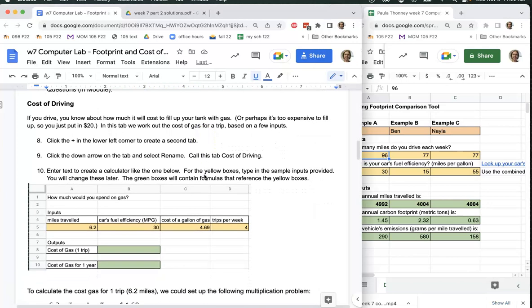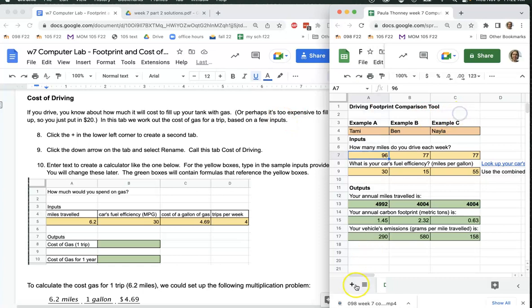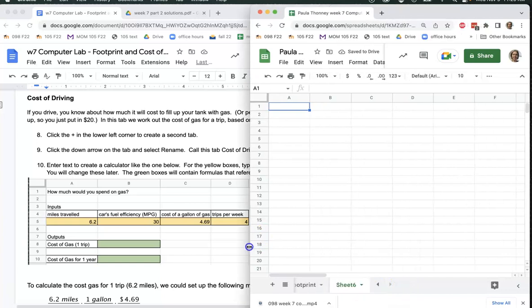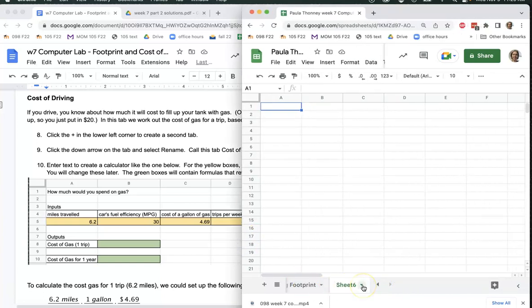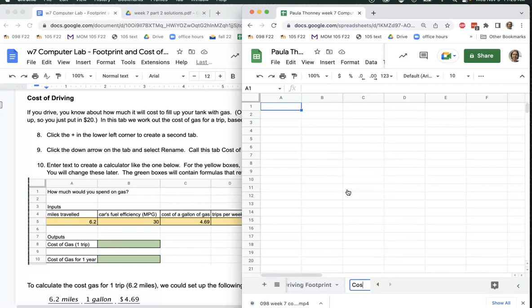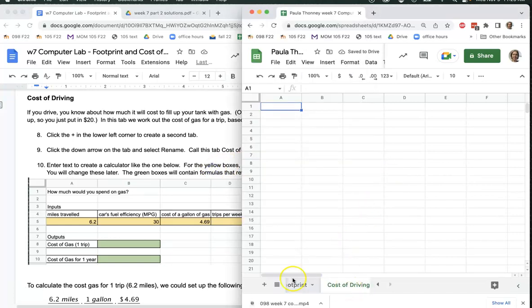Let's go to the cost of driving. If you drive, you know about how much it will cost to fill up your tank with gas, unless it's too expensive and you just put in $20. But in this tab, we will work out the cost of gas for a single trip based on a few inputs. So we're going to add a new sheet, and I'm a little bit crowded here. So here is my new sheet, and then I'm going to click the rename and call this tab Cost of Driving. Yeah, that's what I want to call it.